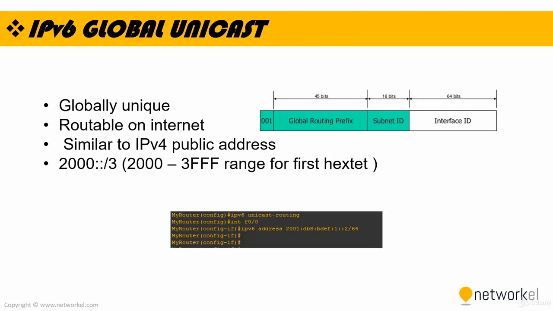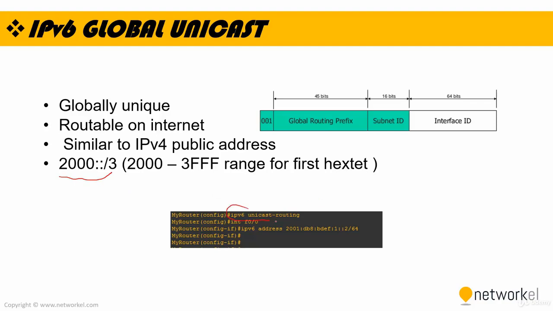Let's take a look at the IPv6 global unicast first. An IPv6 global unicast address is globally unique. That's similar in logic to the IPv4 public address, and this address is routable on the internet too. And here is the address range of the IPv6 global unicast, and here's how we can configure this.